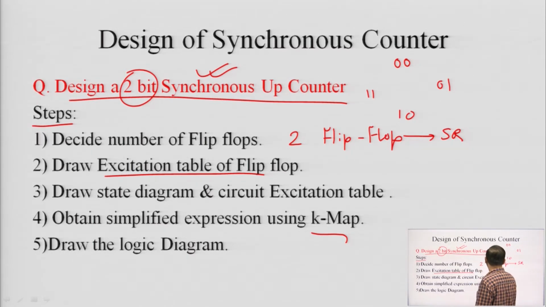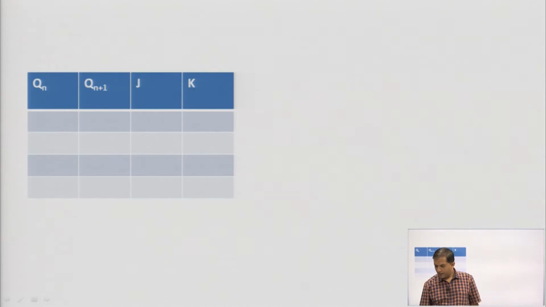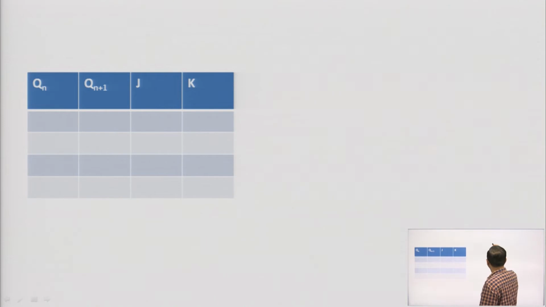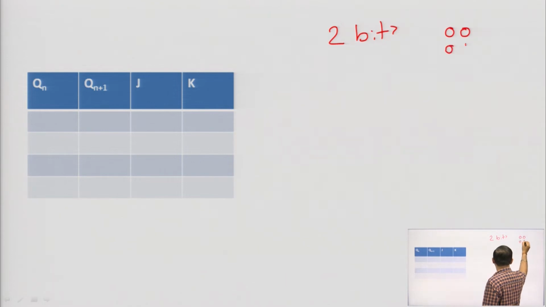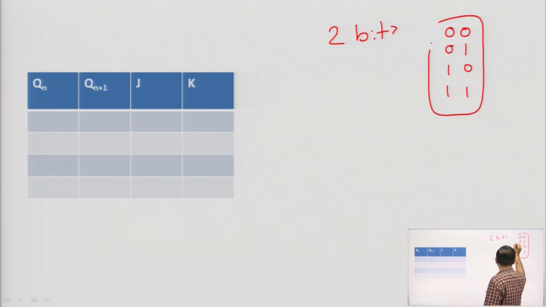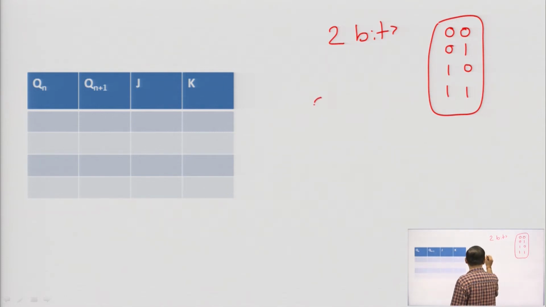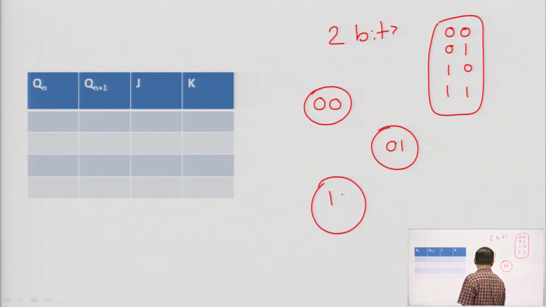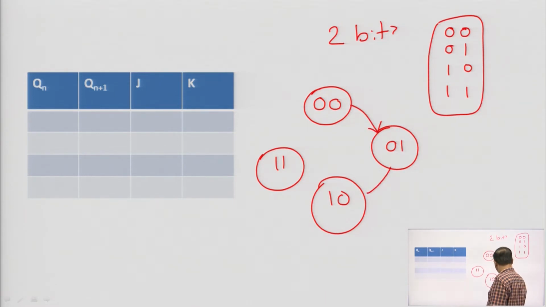So, first of all, 2-bit, 2 flip flops, and it is an up counter, up counting. Up counting with 2 bits means 00, 01, 10 and 11, 4 combinations. Now, the state diagram for up counting: 00, 01, 10 and 11. Up counting means it will be counting like this. Is it clear to all of you? This is nothing but the state diagram.